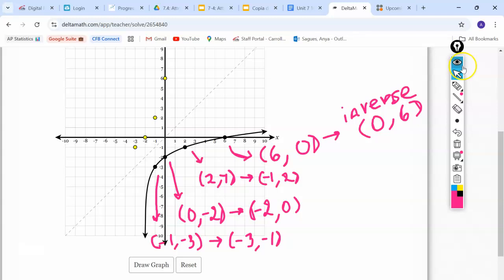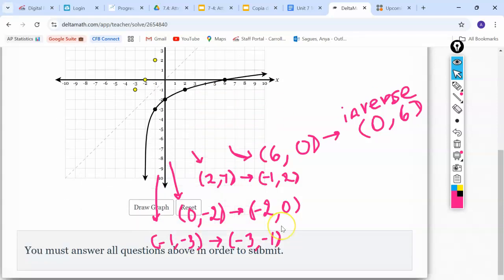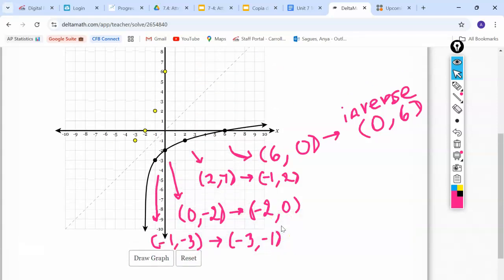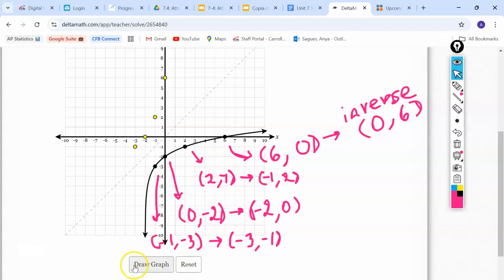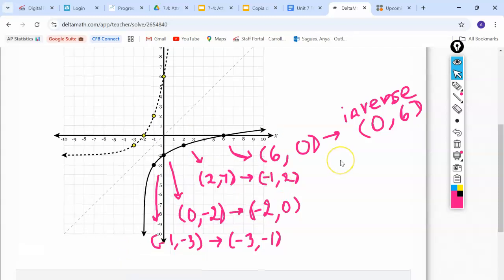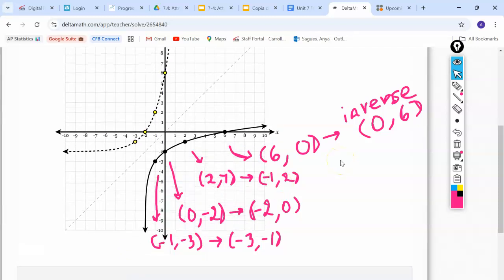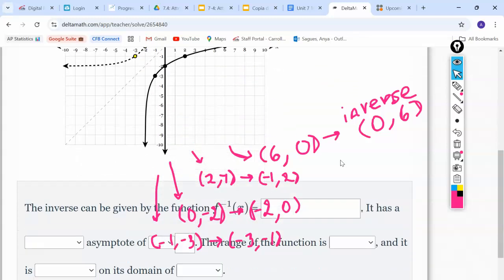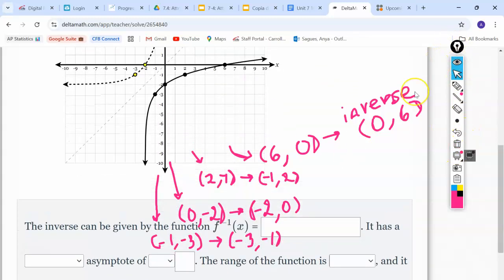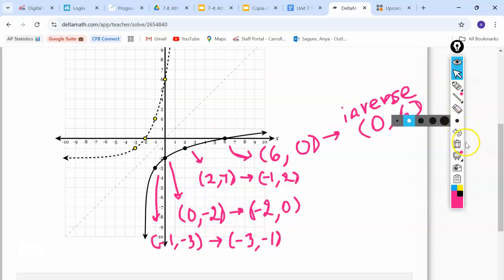Once you have your points graphed, you're going to click this button here that says Draw Graph. If you are right, some more stuff is going to pop up on the bottom. So let's see. Woohoo! So if it's all right, then it's going to graph it, and then this stuff is going to appear on the bottom. Okay, so that's the first part with the graph.